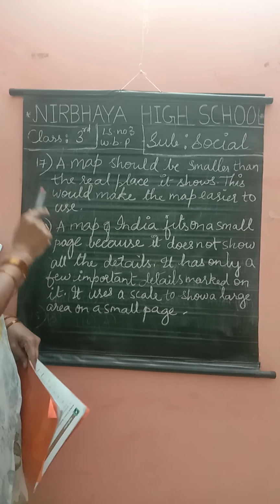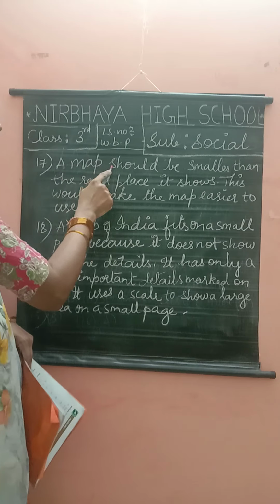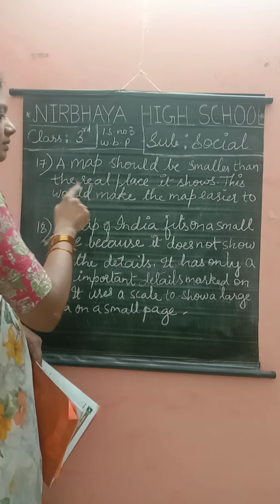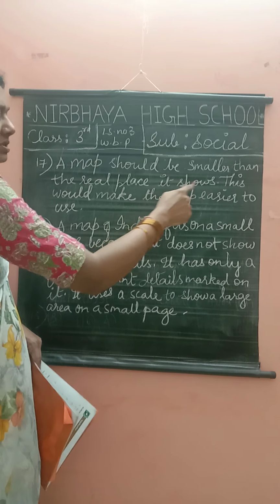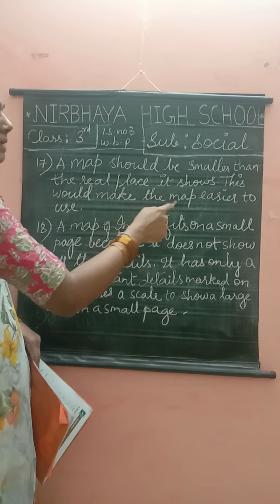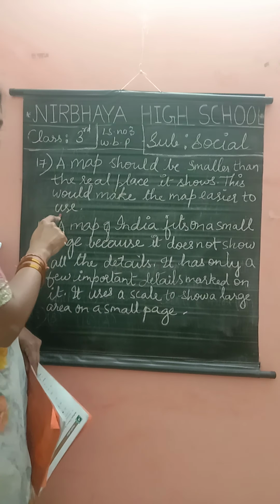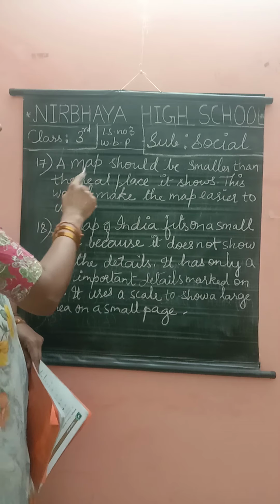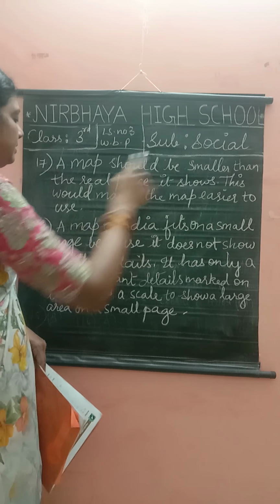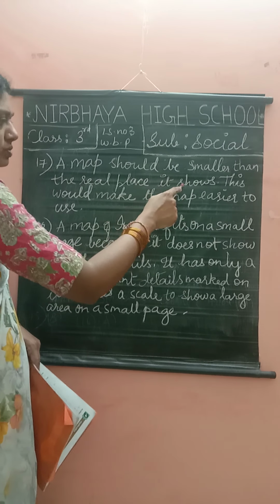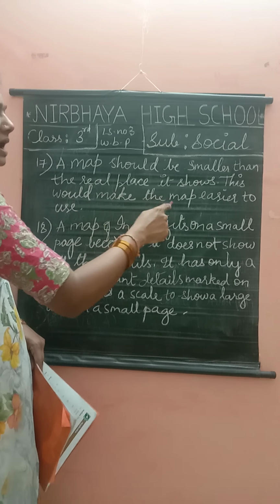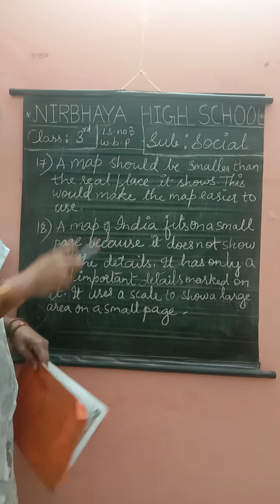Children, I am repeating the answer once again. A map should be smaller than the real place it shows. This would make the map easier to use. Yes, children?